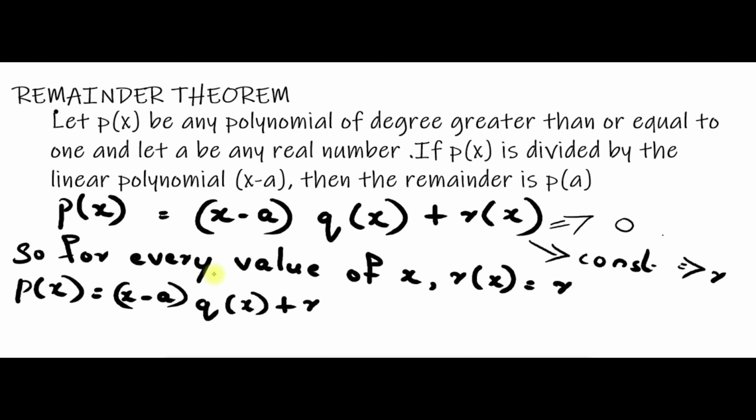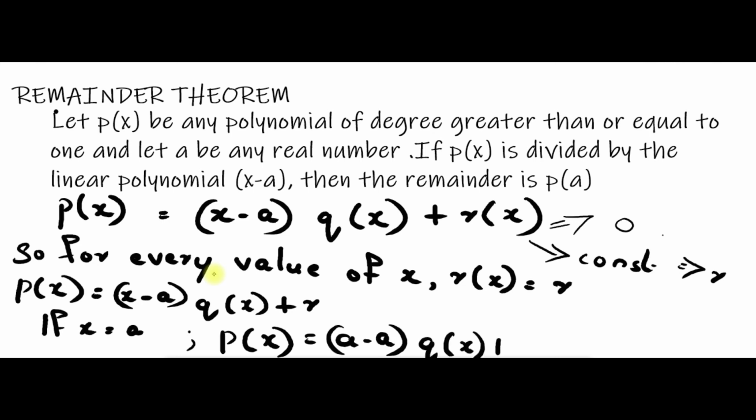Then, by applying the zero rule, x minus a equal to 0 gives x is equal to a. So, if x is equal to a, putting this value here, p of a will be equal to a minus a into q of a plus r, which is equal to r only. That is the remainder theorem.